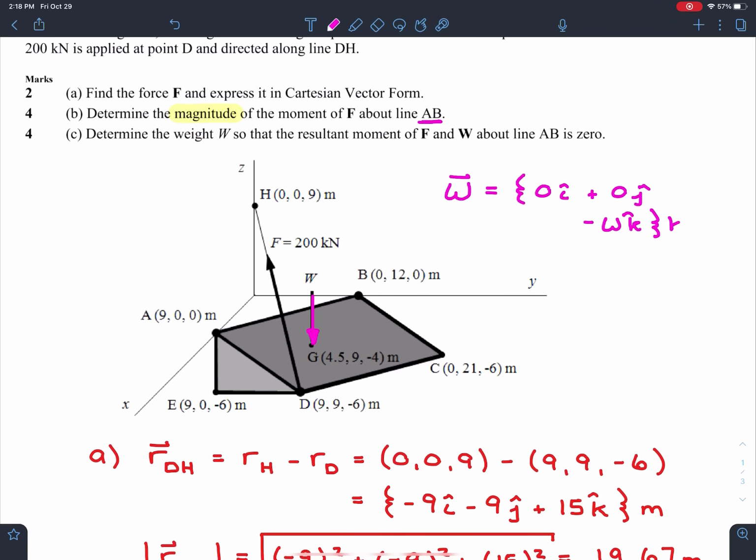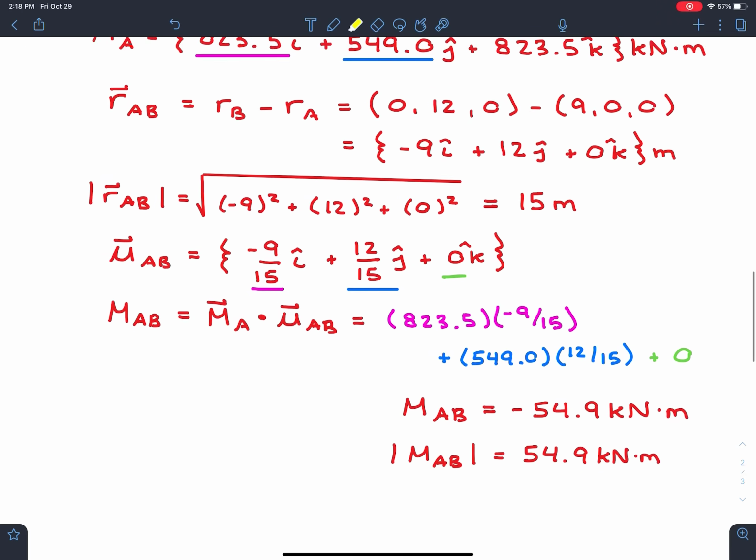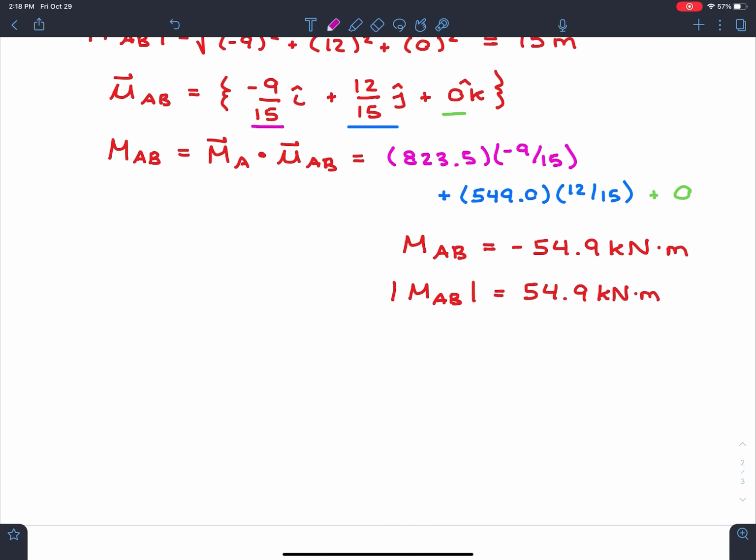And this would be kilonewtons. The problem that we have here is we don't know what that W is. The whole goal of this question is to determine W, and it even says it: determine the weight W. The thing that we do know is that the moment W creates about line AB is going to be equal to the same moment that we derived right here. We know that our moment must be equal to the 54.9.